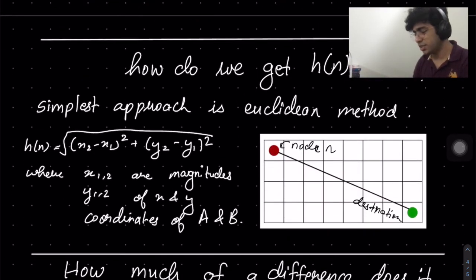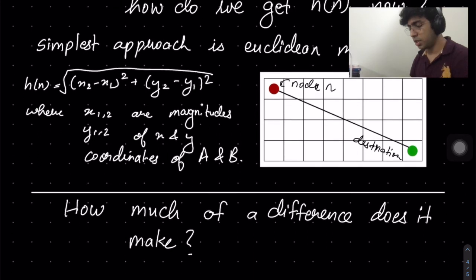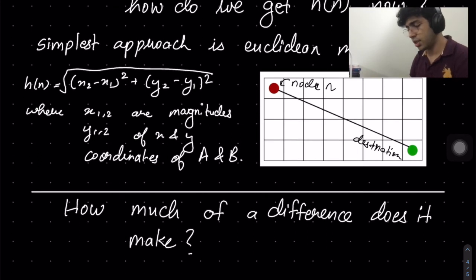Now I mentioned something about this Euclidean method. The Euclidean method is just a fancy way of saying that we're finding the direct displacement from the node we're trying to evaluate to the final destination. And obviously the formula for that is the square root of (x2 minus x1) whole squared plus (y2 minus y1) whole squared, where x1, x2, y1, y2 are the coordinates of the node and the final destination.